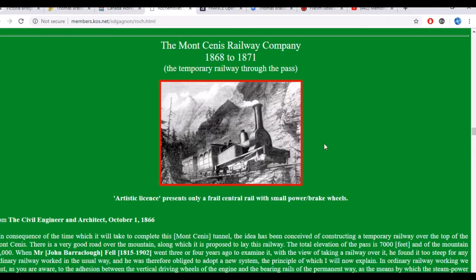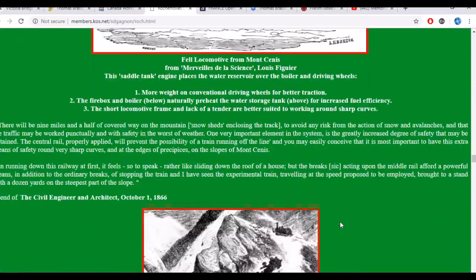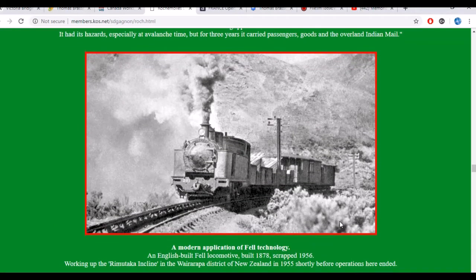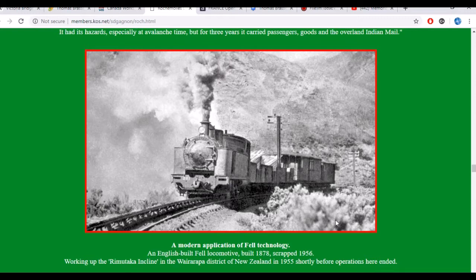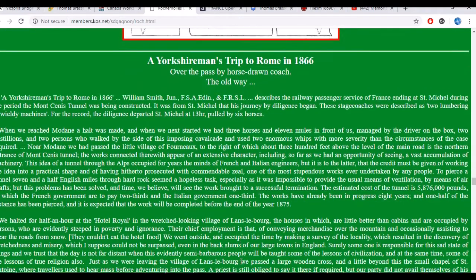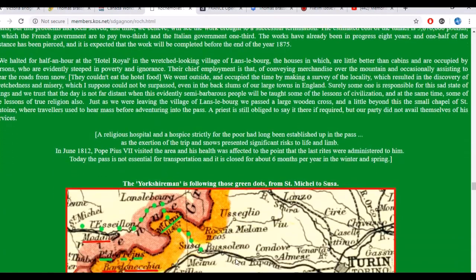So I'll leave the link to this because there's a lot of information. But basically it's about the construction of the tunnel through the Swiss Alps. And it gives a lot of information about the original railway that went over and this Fell technology, because they had to develop a certain sort of track line with this raised centre to stop them going over the edge. It's interesting if you're interested in this sort of thing. I never thought I'd be interested in trains, but this is interesting, isn't it?